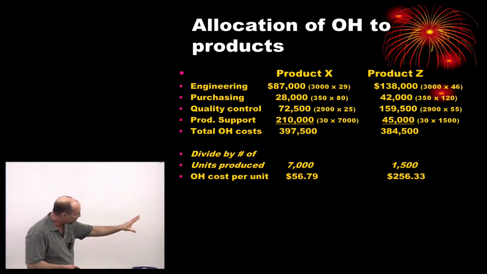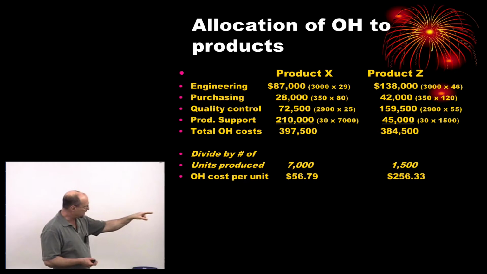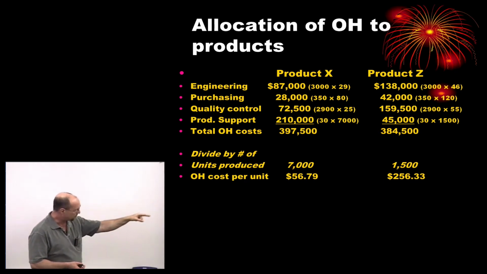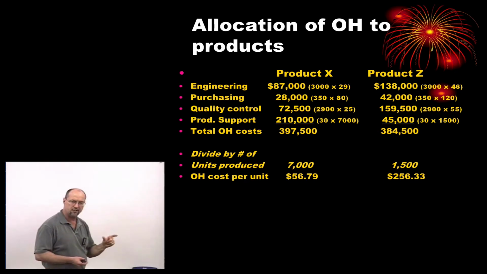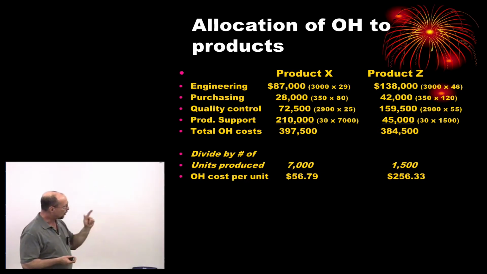Then we add up all the overhead costs, and again, notice product X plus product Z, $397,500 plus $384,500. That's going to equal $782,000. That number doesn't change, that total overhead. It's simply how we're going to allocate it. So notice, we charge $397,500 to X, $384,500 to Z.